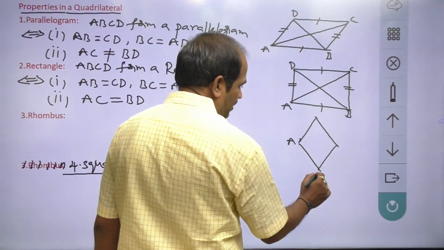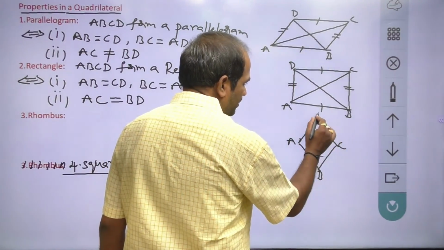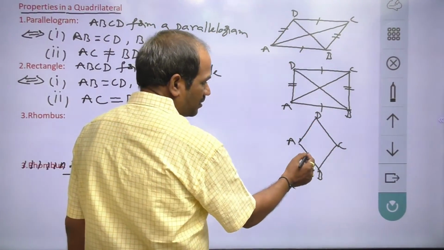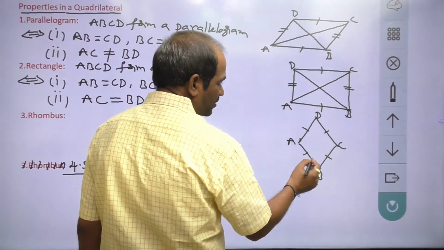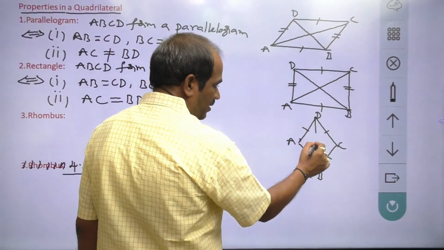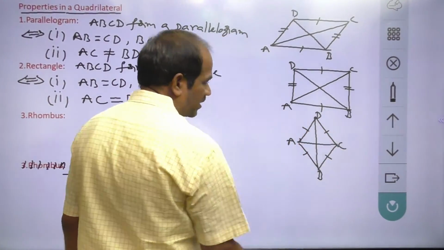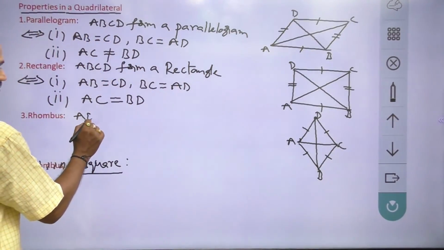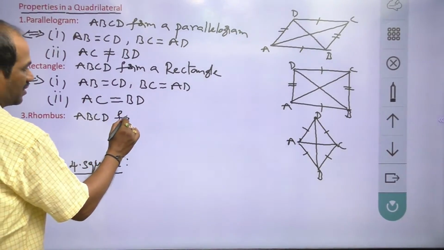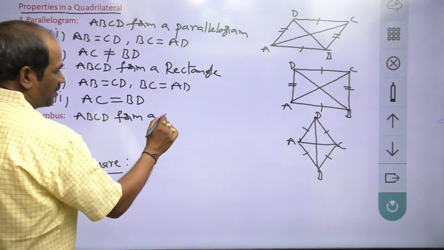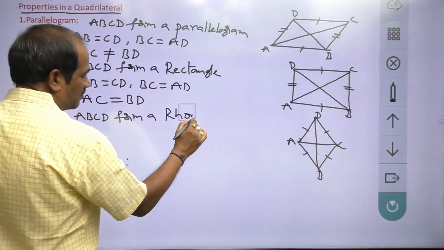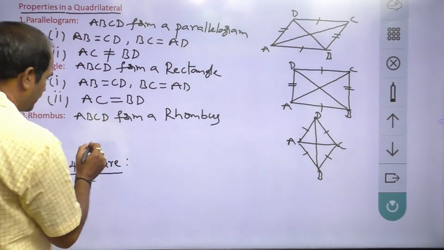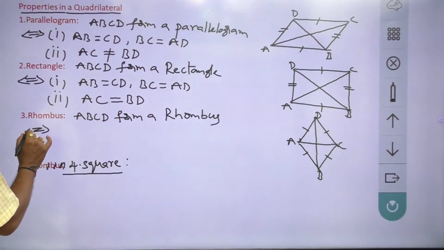See here, ABCD forms a rhombus. The lengths of all sides are equal, and the diagonals are not equal. ABCD forms a rhombus if and only if these conditions hold.